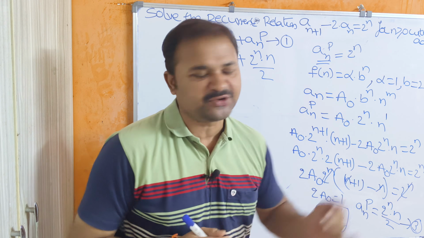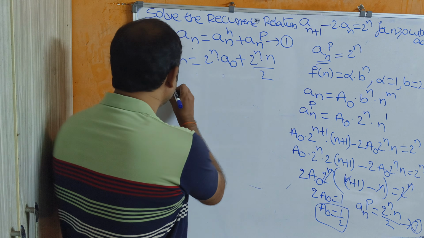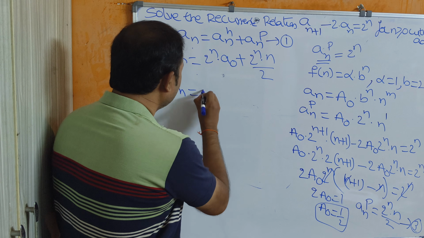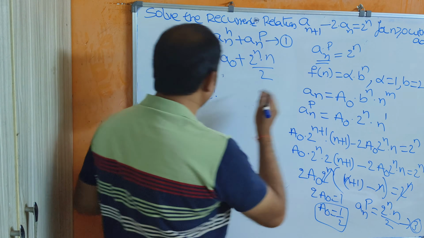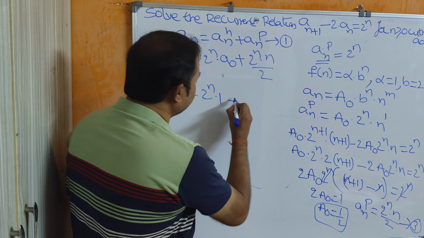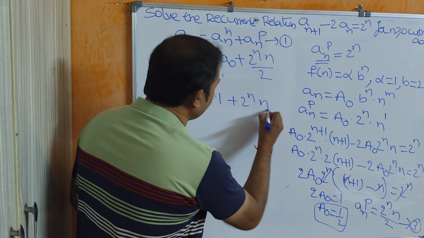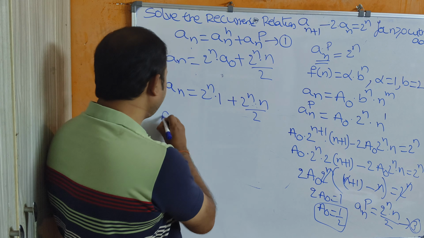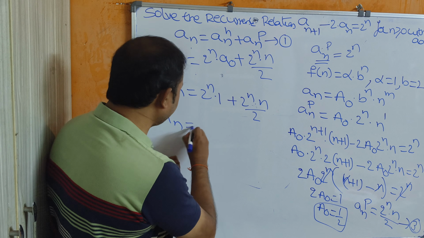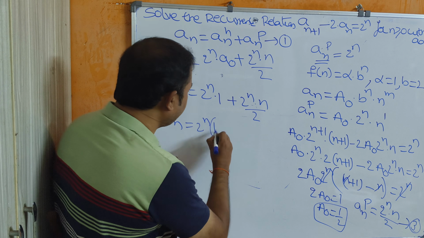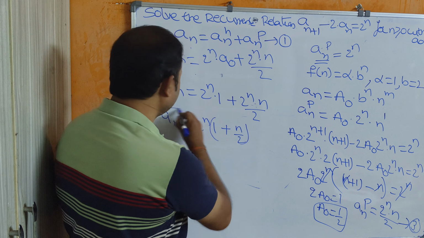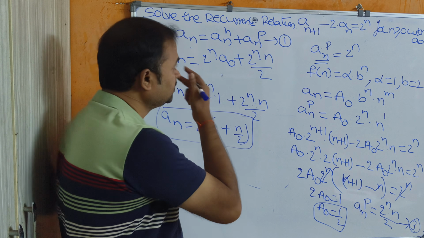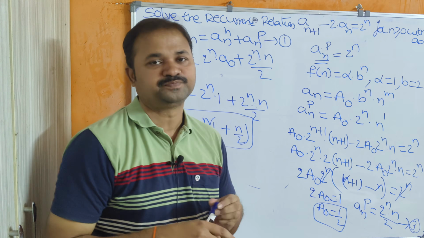So now let us substitute a naught value. So a_n equal to 2 power n into, what is a naught? A naught is given as 1. So 2 power n into 1 plus 2 power n into n by 2. So 2 power n is common. So 2 power n into 1 plus n by 2. So this is the general solution for solving this problem.